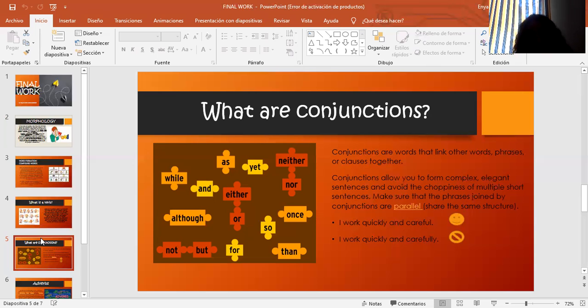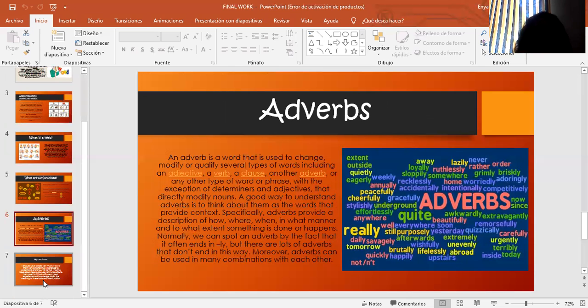So now I'm going to talk about adverbs. An adverb is a word that is used to change, modify, or qualify several types of words, including an adjective, a verb, a clause, another adverb, or any other type of word or phrase, with the exception of determiners and adjectives that directly modify nouns. A good way to understand adverbs is to think about them as the words that provide context.